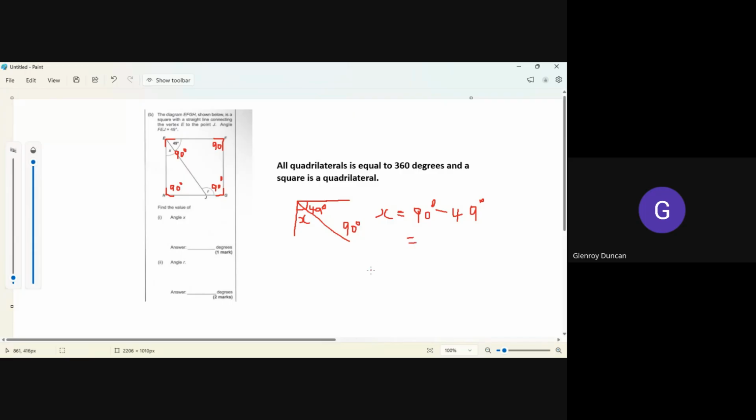All right, so we have 90 minus 49. Let's go. 9 cannot take away, so we go to my neighbor. That's 8. Now I have 10. 10 minus 9 gives me 1, and 8 minus 4 gives me 4. That's 41 degrees. Let me know if you got that.